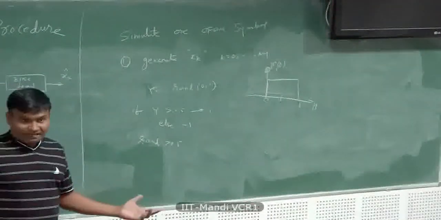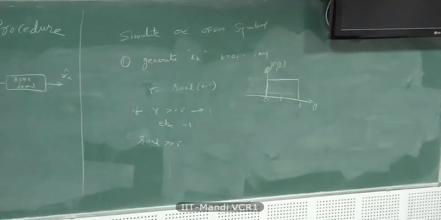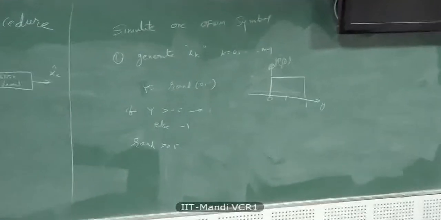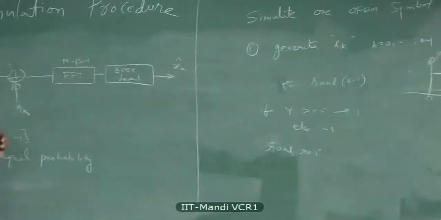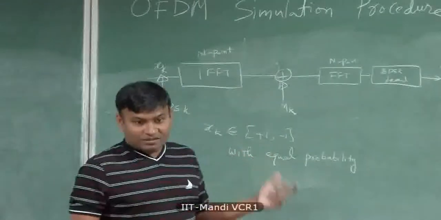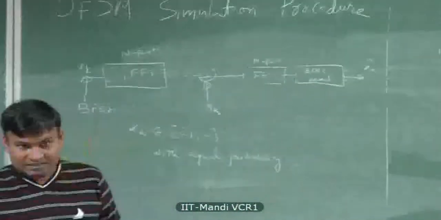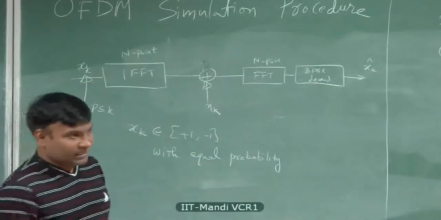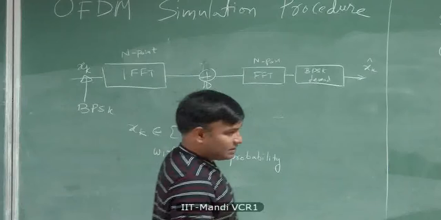If you want QPSK, well, it's very simple. You can take xk plus square root of minus 1 multiplied by some yk or whatever it is, and you generate both of them independently. So you get a QPSK constellation. If I ask you to simulate QPSK, you can do it that particular way.